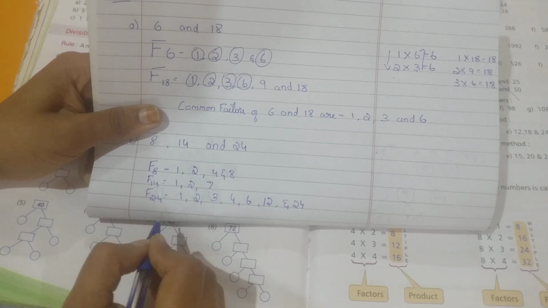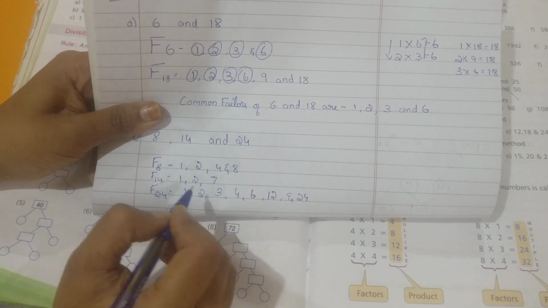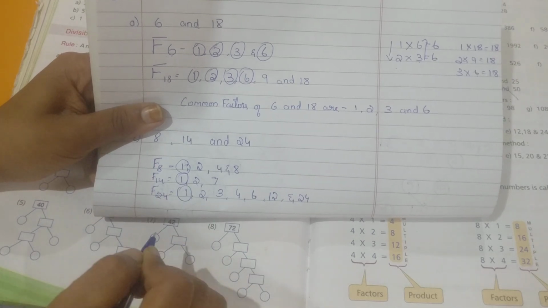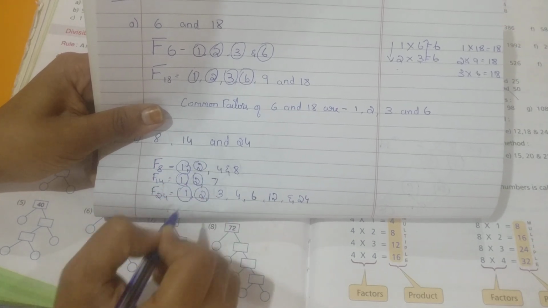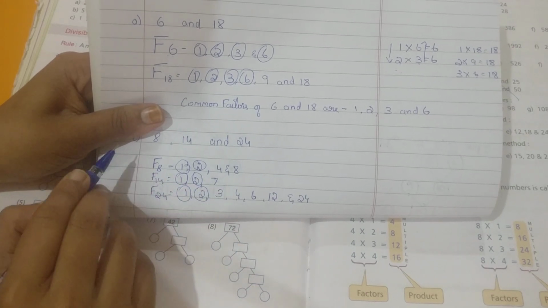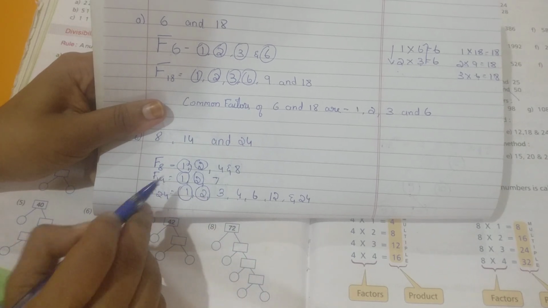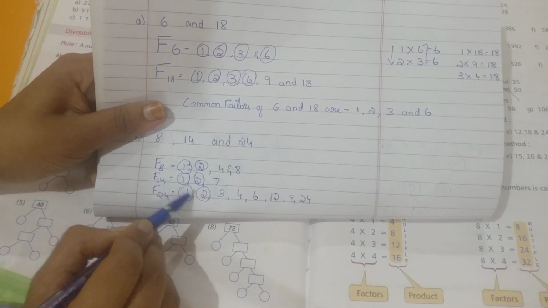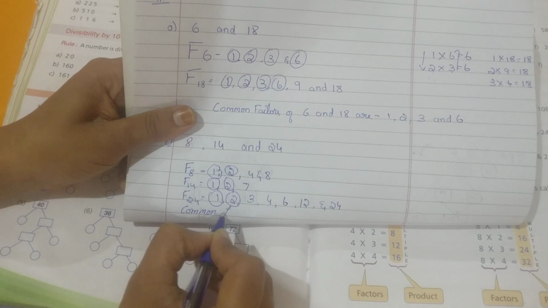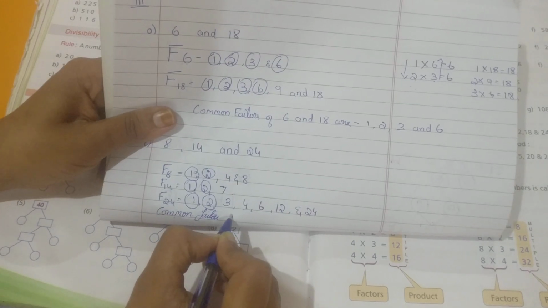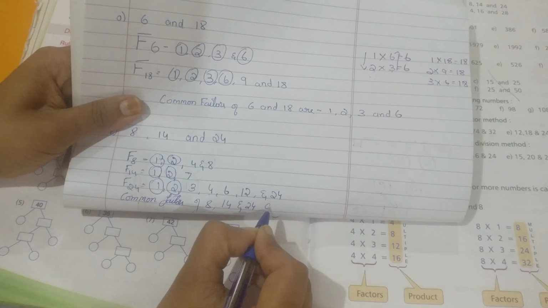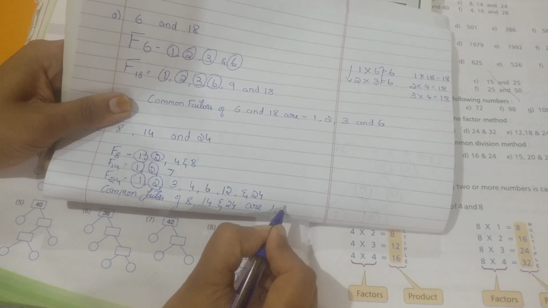Now let us circle the common numbers in all the three. You have 1, 1, 1 common, 2, 2, 2 common. You have 4 common here, but it is not there in the middle one, so I can't take 4 as common factor. If it is common, then it should be present in all the three. So common factors of 8, 14 and 24 are 1 and 2.